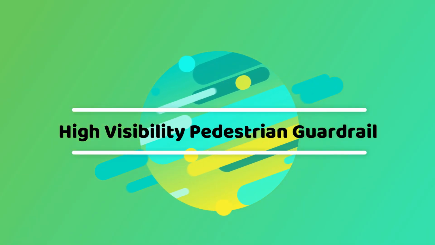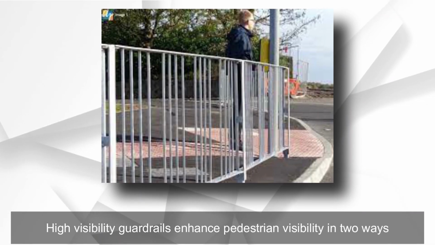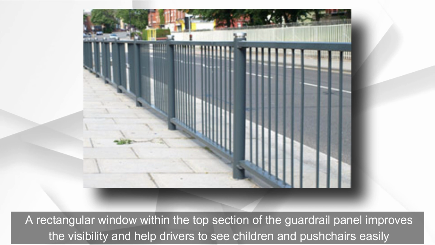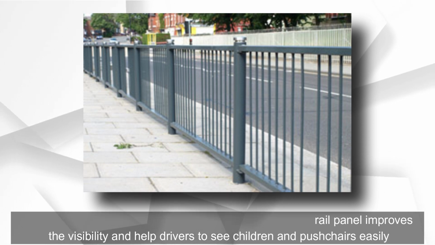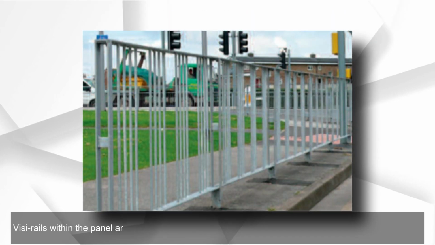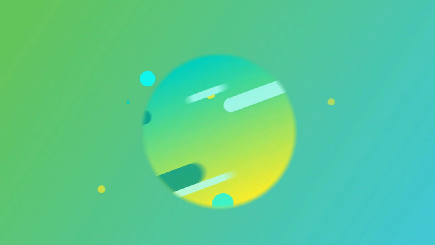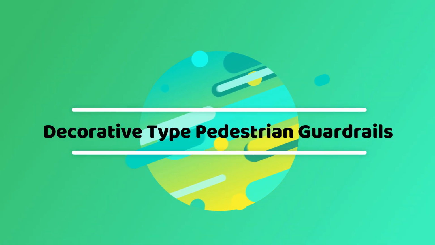High-visibility pedestrian guardrail. High-visibility guardrails enhance pedestrian visibility in 2 ways. A rectangular window within the top section of the guardrail panel improves the visibility and helps drivers to see children and pushchairs easily. V-rails within the panel are placed in a staggered manner to improve the visibility at a skewed angle.